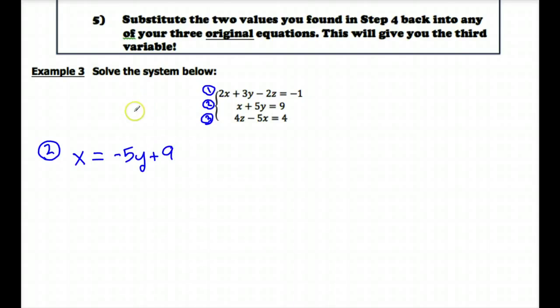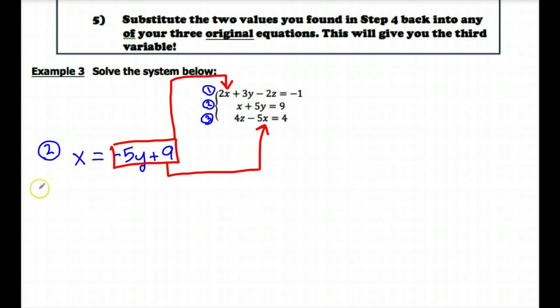And what I'm going to do now is I'm going to plug in this negative 5y plus 9 in for x into both equation 1 and equation 3. And that's going to create my two new equations, equations 4 and 5. So I'm going to plug this in up here and then also down here for x. So starting with equation 1, we have 2 times, instead of x, we're plugging in the quantity negative 5y plus 9.